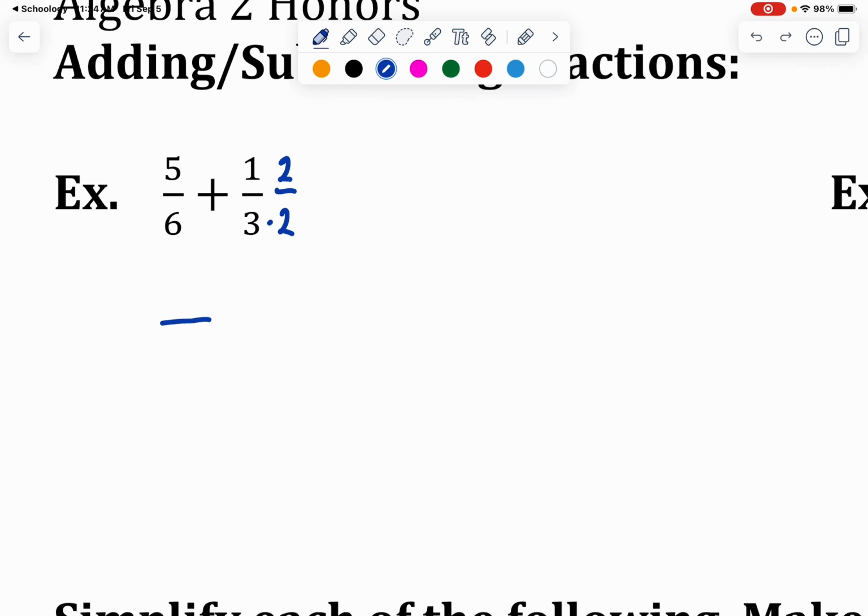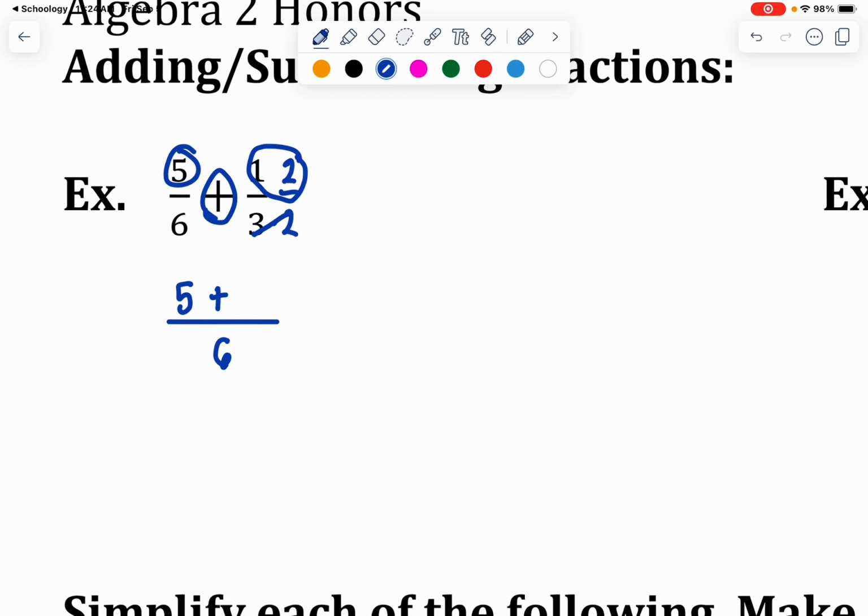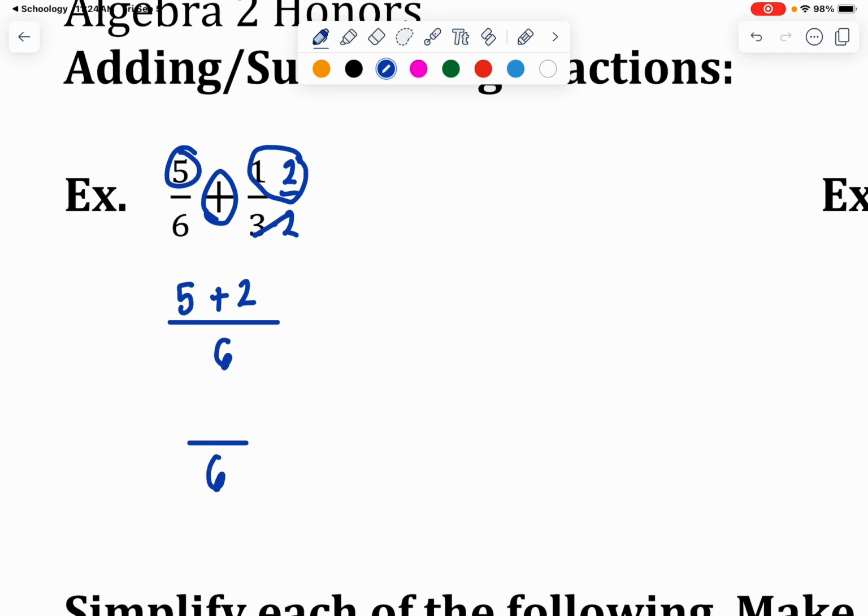Okay, so now once you do that, this is the way I do it. I say, okay, so this is 6 and that's 6. So I have my common denominator, so I write it down once. I don't write down brand new fractions. This numerator is 5. This is plus, so I write down plus. 1 times 2 is 2. Now clean up your numerator. 5 plus 2, 7. So your answer is 7 over 6.